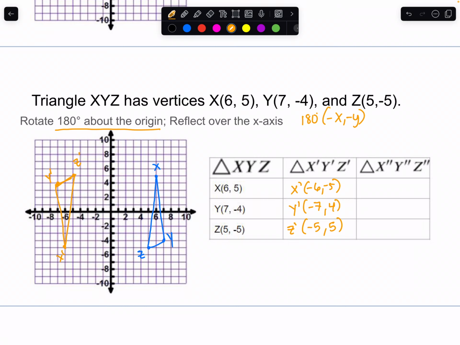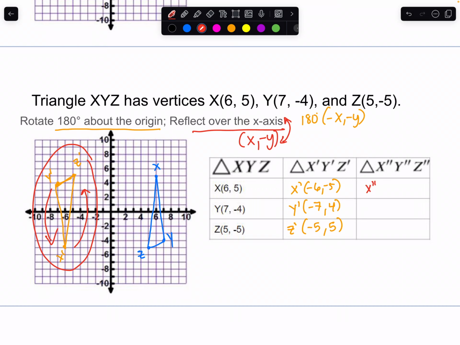Now, when I reflect it over the x-axis, I'm going to flip the bottom to the top, and the top values will be in the bottom. The only thing that's being changed here are the y values. So I'm going to keep the x values the same, and I'm going to do the opposite of y when I do a reflection. It's the y that's going to be flipped as the opposite.